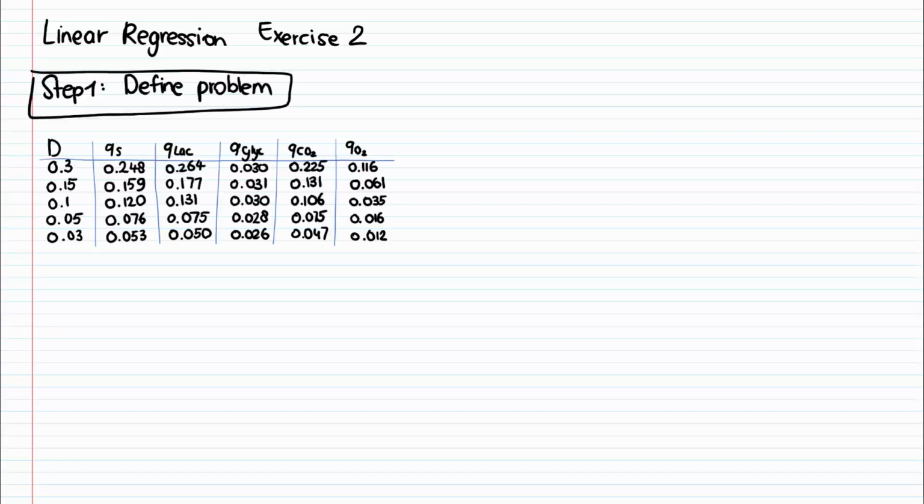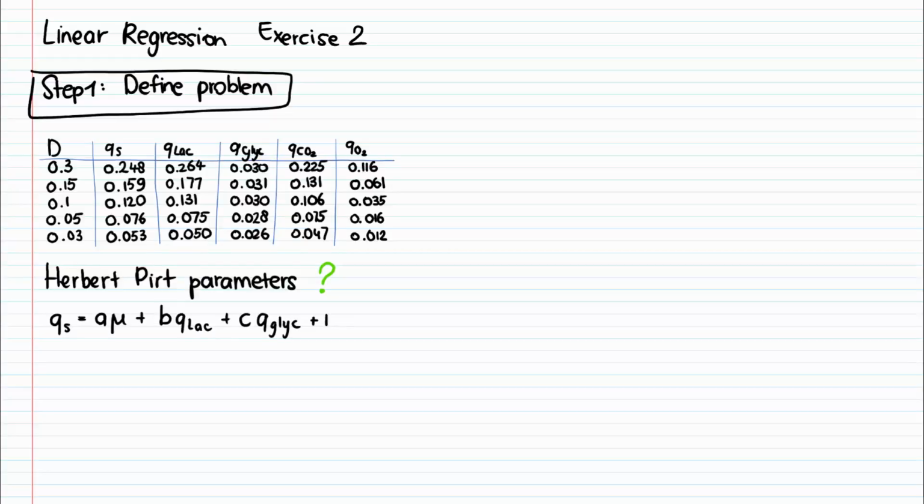In this video I will show how to solve question 2 from the linear regression handout, where we will analyze a dataset to find the Herbert Pirt parameters of a lactic acid producer. We are given a dataset of the biomass-specific rates of substrate, lactic acid, glycerol, carbon dioxide and oxygen for different dilution rates from a chemostat experiment. Using this information, our task is to find the Herbert Pirt parameters A, B, C and MS.